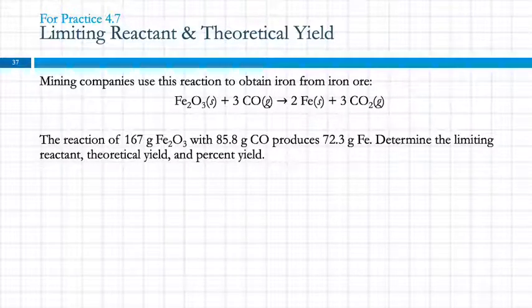Here's another one. Mining companies use this reaction to obtain iron from iron ore. The reaction of 167 grams of Fe2O3 with 85.8 grams of CO produces 72.3 grams Fe. Determine the limiting reactant, theoretical yield, and percent yield. So let's take those numbers and write them under the balanced chemical equation. So 167 grams of Fe2O3, 85.8 grams of CO, produces that many grams of iron.